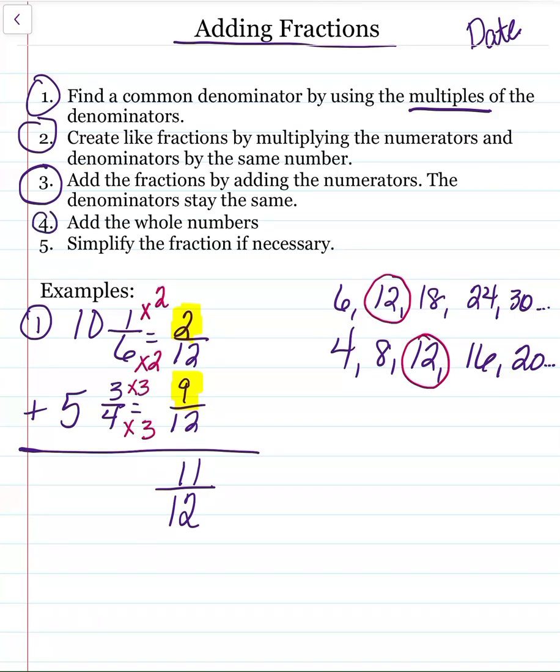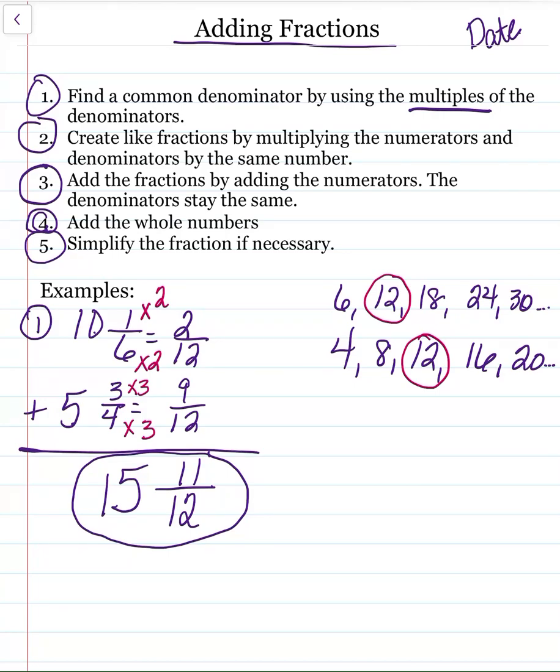Okay, then our fourth step is to add the whole numbers. So 10 plus 5 is 15. And then our last step is to simplify the fractions as necessary. So when I look at 11/12, I think to myself, is there a number that goes into 11 and 12 that won't have a remainder? And no, there isn't. So that means it can't be simplified. So that means our answer is 15 and 11/12.